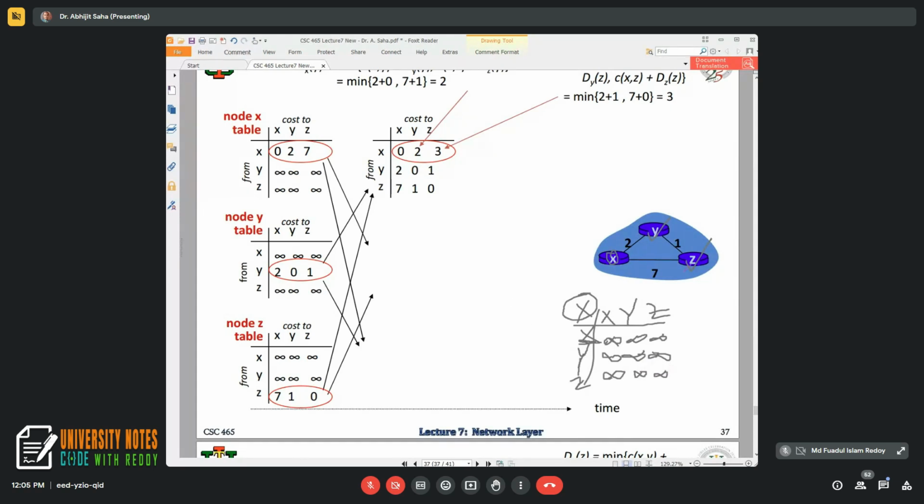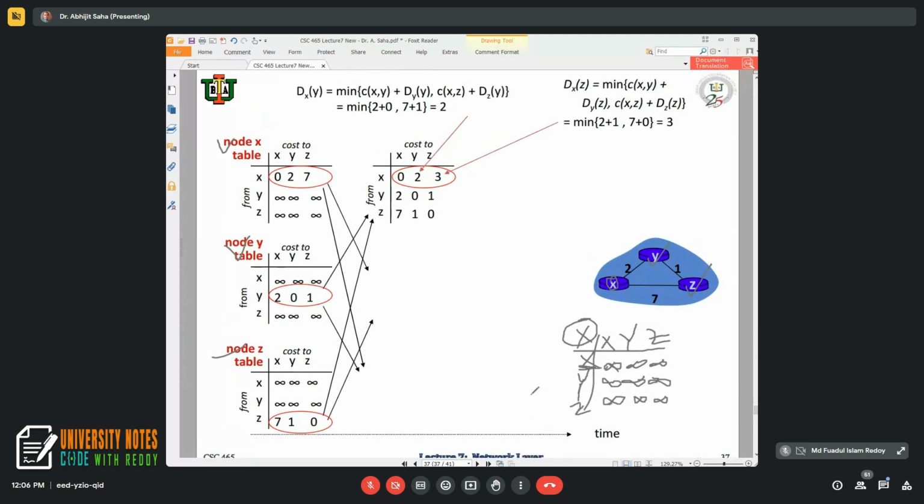Now we have three nodes, and for each of the nodes we have a table. We have x, y, z because we have three nodes here. From x, y, z you can go to x, y, z, and what the cost is for them is what we are interested in calculating through the distance vector routing algorithm.